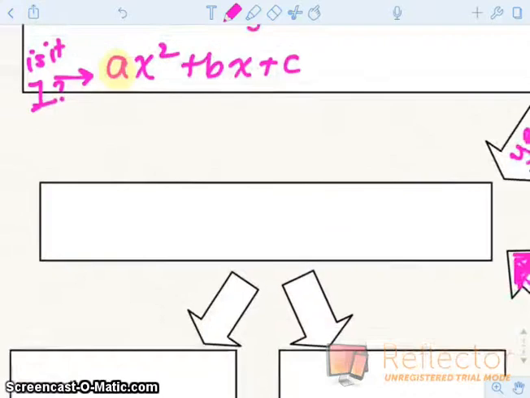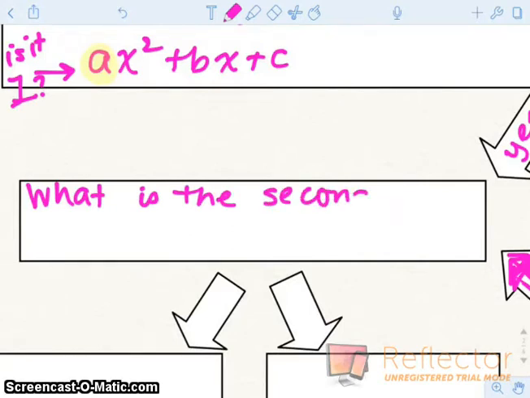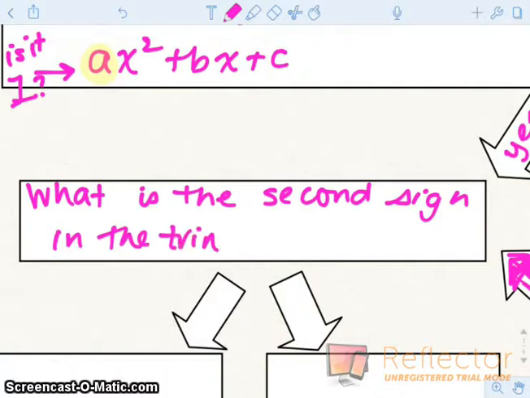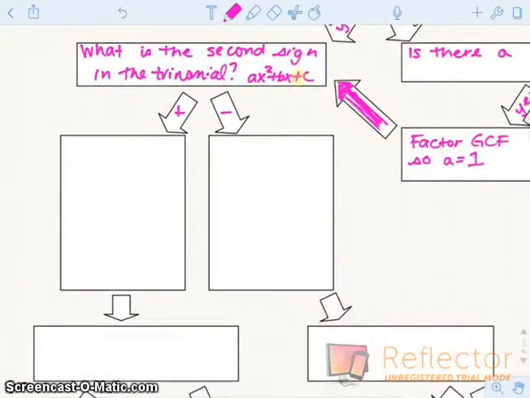So now here I am at yes. Is the leading coefficient a 1? So here's my next question. What is the second sign in the trinomial? In my trinomial ax squared plus bx plus c, I'm looking at this right here. Is it positive or is it negative? It could be either, and I just want to know which one it is. Just because I write it as ax squared plus bx plus c, remember it could really be plus a negative c, so it really could just be a minus there. So I'm going to put a plus here and a minus here, and that's going to guide my next question.